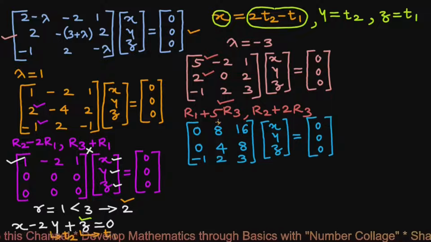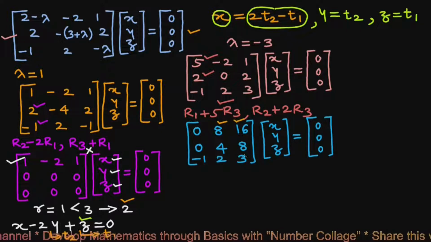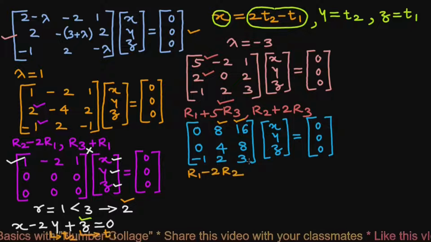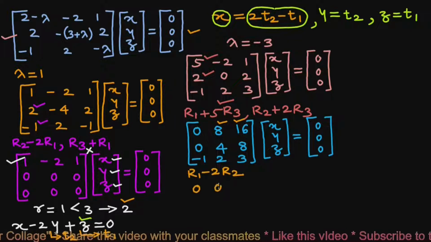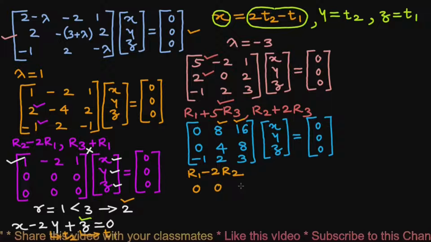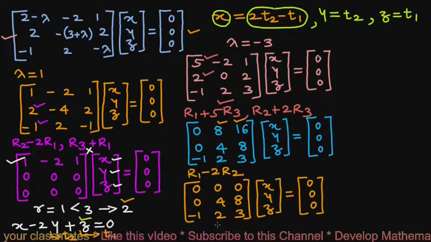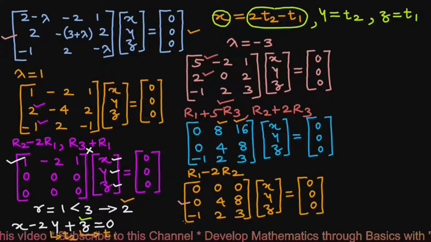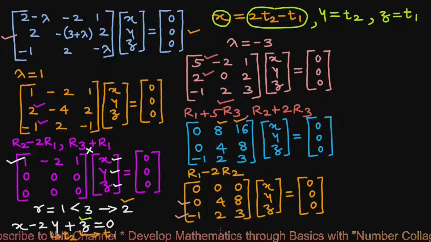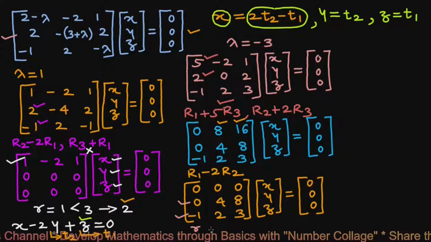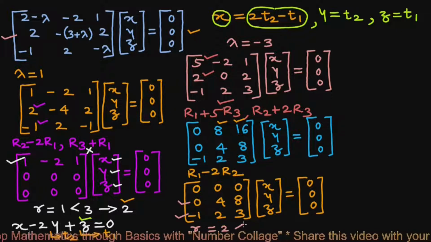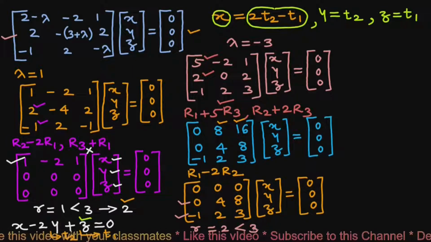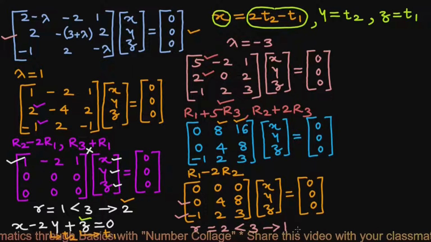Now to convert this 8 and 16 to 0, we will use row transformation R1 minus 2 R2. That gives 8 minus 8 is 0, 16 minus 16 is 0. This is the row echelon form of the coefficient matrix. There are two non-zero rows in this matrix, so the rank of this coefficient matrix is 2, less than the number of unknowns 3, and there will be 3 minus 2, one independent solution.